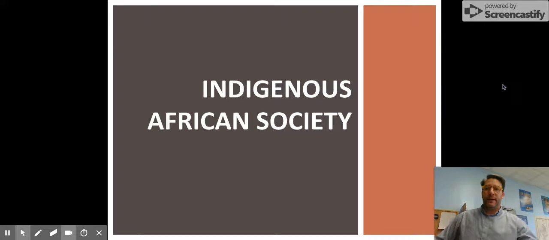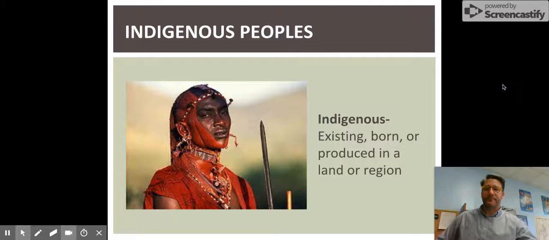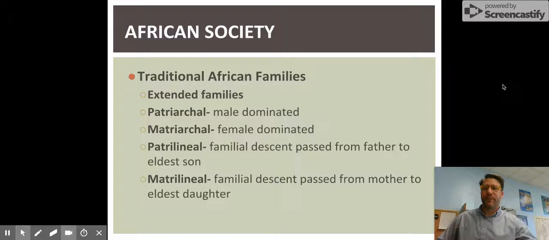And then we're going to move a little bit on here to just what society was like in much of Africa during this early time period. So we call this Indigenous African society. Think of it as tribal African society or early native societies. The word indigenous means existing, born, or produced in a land or region. So these are the people who are original to an area, and this is what we refer to as indigenous. We'll be talking about indigenous people in every unit we do this year.